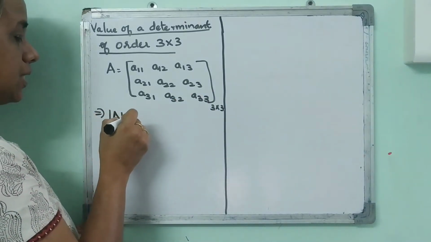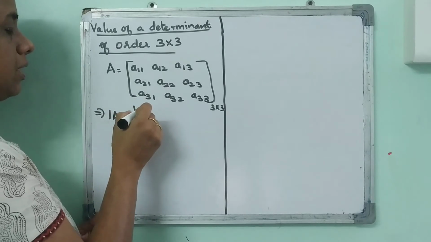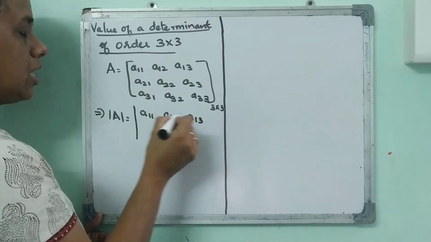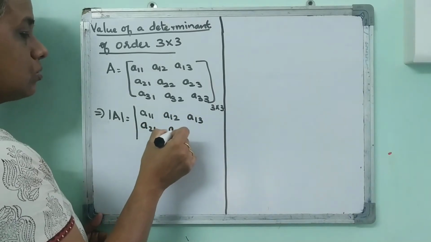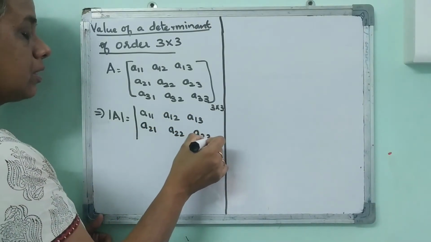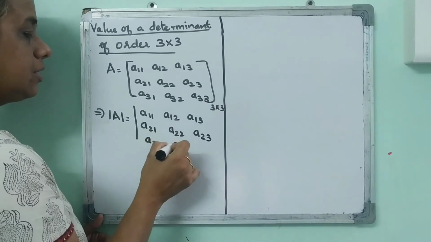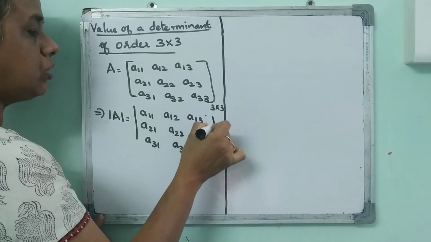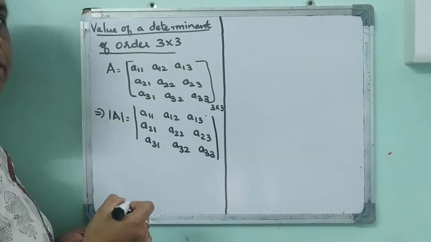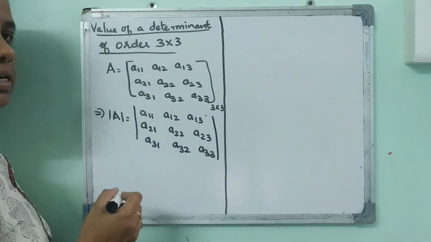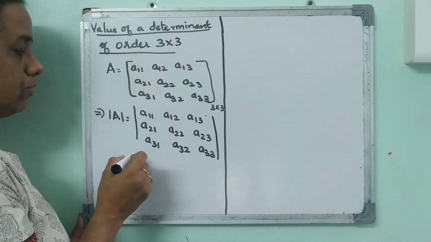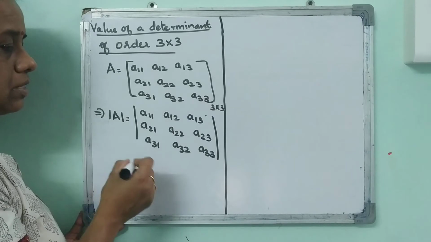Determinant A is equal to, within the determinant symbol, all these values: A11, A12, A13, A21, A22, A23, then A31, A32, A33. How to work out this value? That is what we are going to learn now. There are two methods by which we can work out its value. The first method I will tell you now is a simpler one.